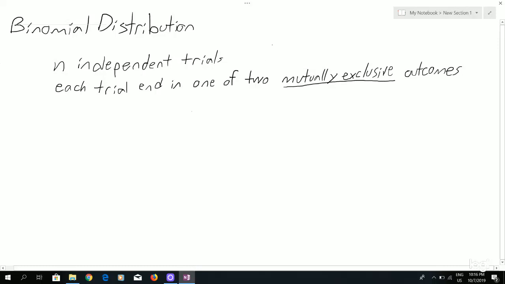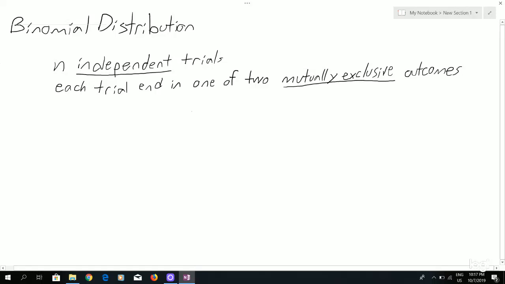So we have a reminder of these two terms. One term is mutually exclusive. The other term is independent. So you have a certain trial that's repeated n times, and each of those times the trial ends in one of two mutually exclusive outcomes. For example, you flip a coin 6 times, and each of those times it either lands on heads or tails, not both, that's the mutual exclusivity, and each of those trials is independent. The next coin flip's outcome does not depend on the outcomes of the previous coin flips.